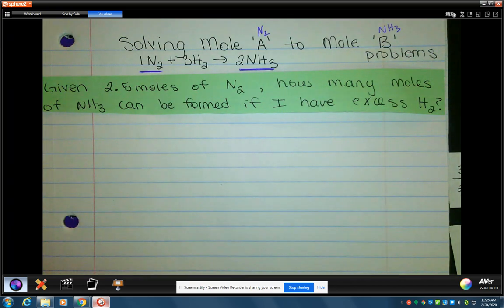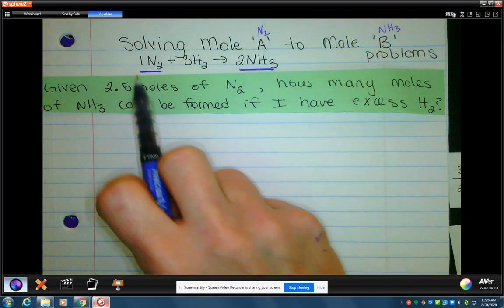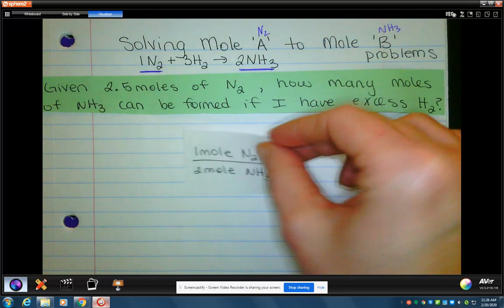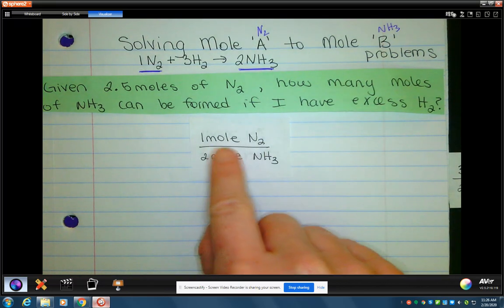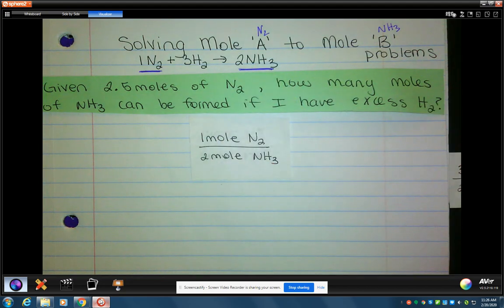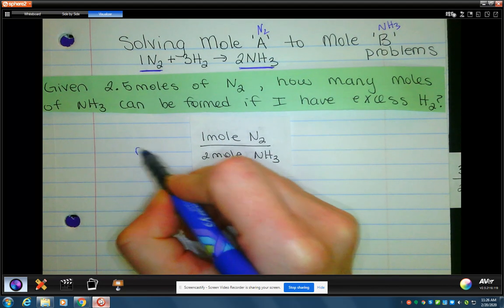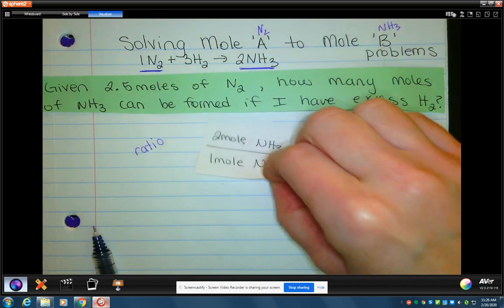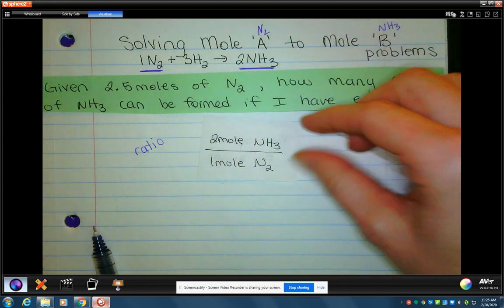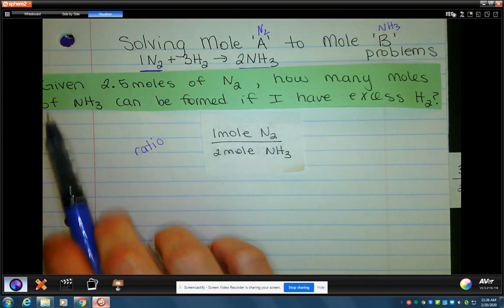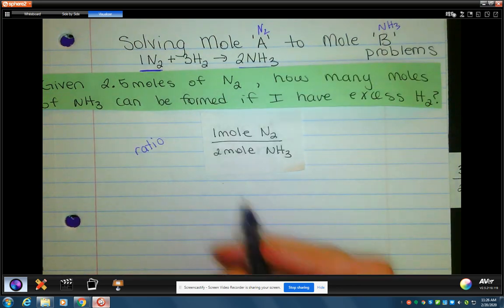Okay, so in this problem, how you're going to set this up is you're going to determine the ratio that is needed. Once you determine the 2 that you're using, you're going to come up with your ratio. Like this: for every 1 mole of N2, you get 2 moles of NH3. That's just the ratio. That's the relationship. So your first step is to determine your ratio. Now with this ratio, remember that you can flip it depending on what you need. So I'm going to show you what that looks like right now, but I'm going to stick with it this way first. It says, given 2.5 moles, that's my given.